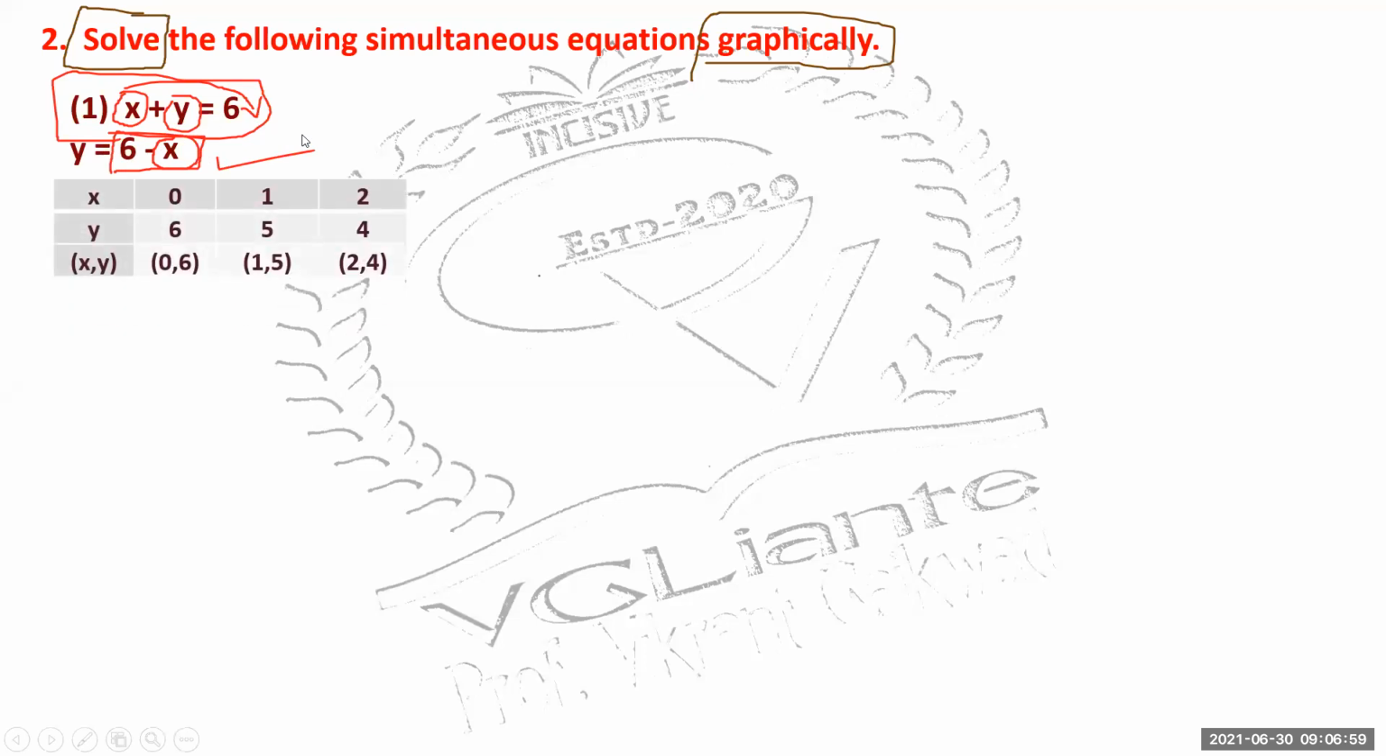Check. I'll keep the same values. Understood? Simple values means, say for example, 0, 1, 2. I'm going to keep these values very simple. What happens? It becomes easy for us to calculate.